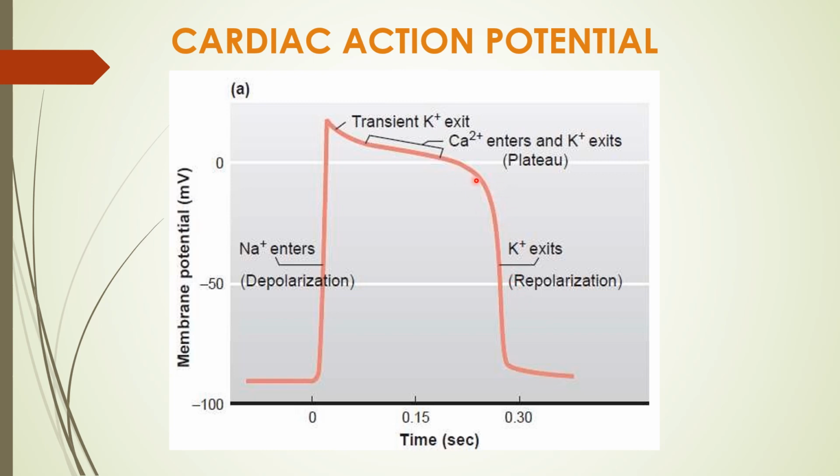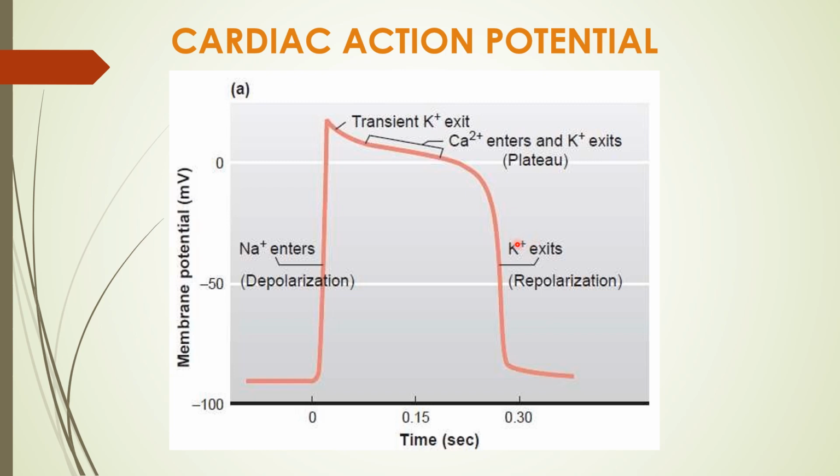So from around minus 40 millivolts, it will come down to minus 85, minus 90, that is the resting potential value. This phase lasts for 50 milliseconds. Plateau phase, 100 to 200 milliseconds. Depolarization, only 2 milliseconds. Repolarization, 150 milliseconds. So what is the ionic basis here? Again, the potassium exit. Here the delayed outward rectifying potassium channels, which are voltage gated and activated slowly.